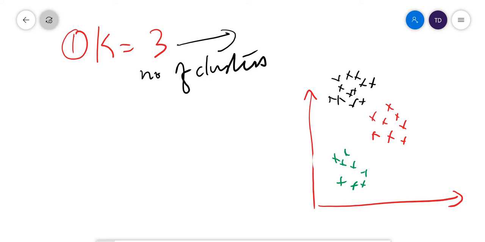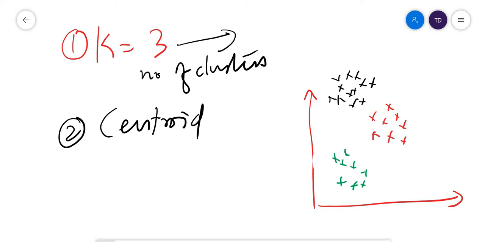The second step is to select 3 distinct data points in these different clusters. So you have 3 clusters, and in these clusters you randomly select 3 distinct data points. Those data points we call the centroid of each cluster. We call it the centroid.